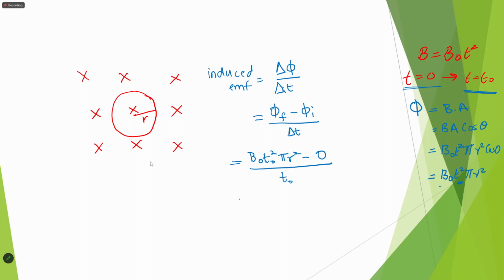So what is your induced EMF? B naught t naught pi r square. Clear? Yes, this is the induced EMF. Now, if they ask you what is called the induced current... average, sorry, this is for the average.